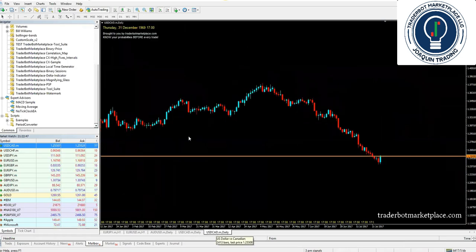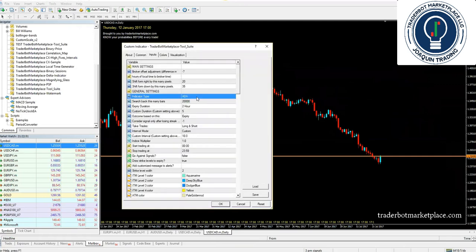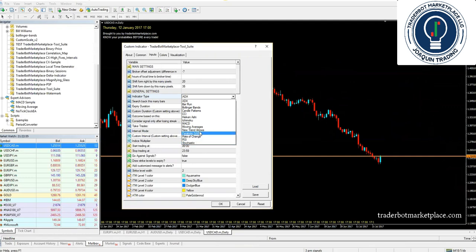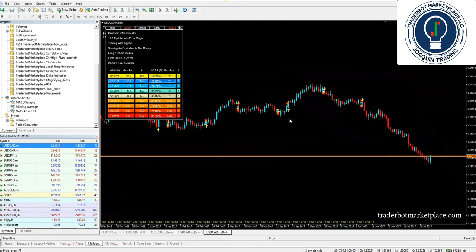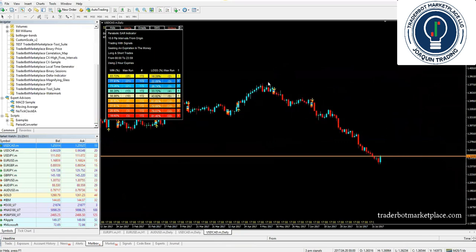I've got parabolic SAR. Let me pull this table suite over. Where are we? I got parabolic SAR on here. I'm not gonna mess with it, but you can see that on the daily, everything, just like we said a few minutes ago, it is in a downtrend.